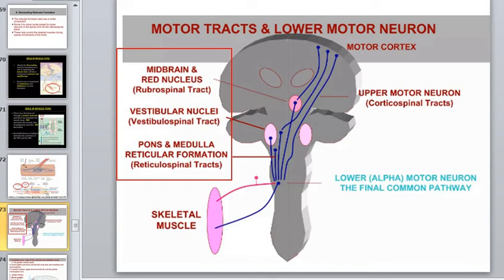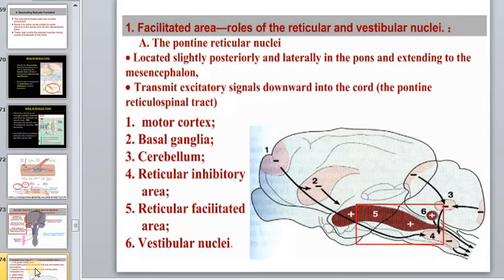These are very important signal transmission points, the tracts, and these signals control the static posture of the body and the dynamics of the body, or movement of the body. And of course, movement and posture cannot be controlled without the vestibular apparatus. The vestibular part is mostly located in the cerebellum.